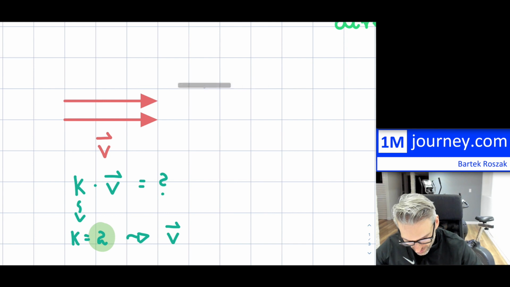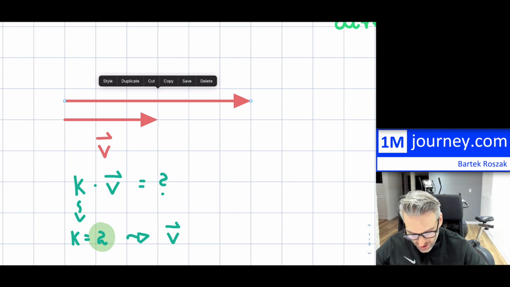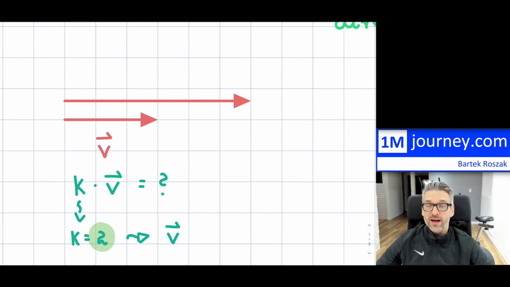So let me just remove this and take this vector and then stretch it out, so that now it is twice as big. But what is twice as big, right? The angle is not twice as big. The angle actually stays the same. Now, of course, you would say, well, if the angle is 0, if you make it twice as big, it would still be 0, right? Because 0 times 2.